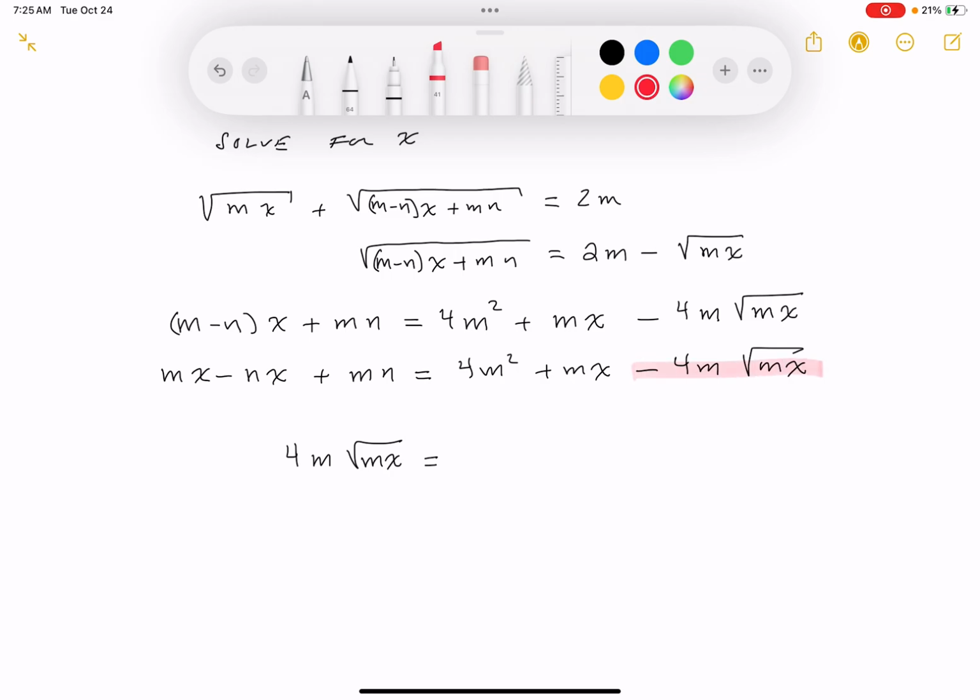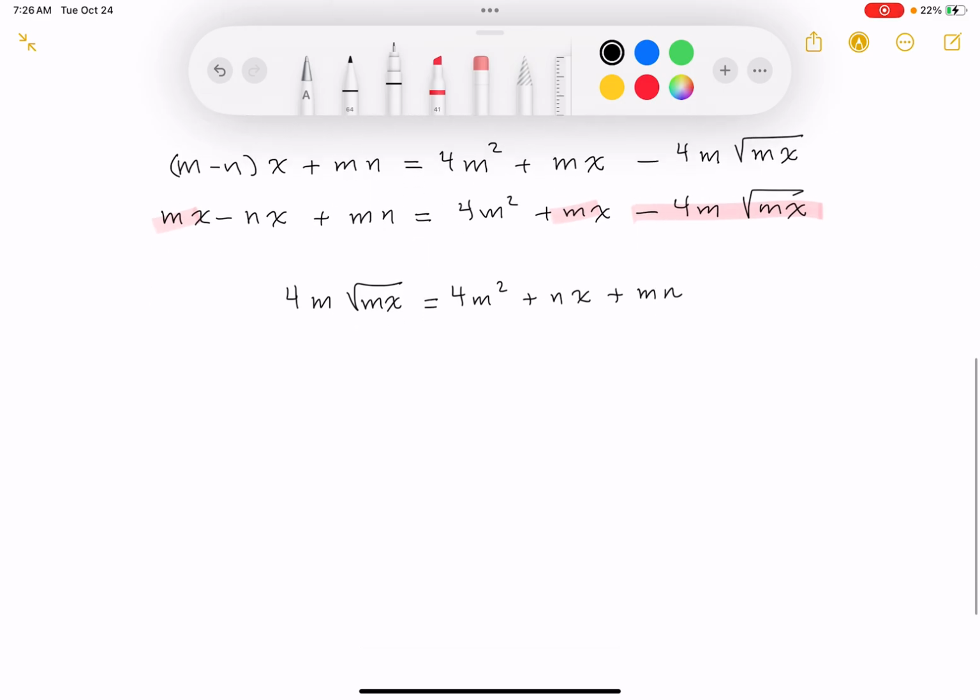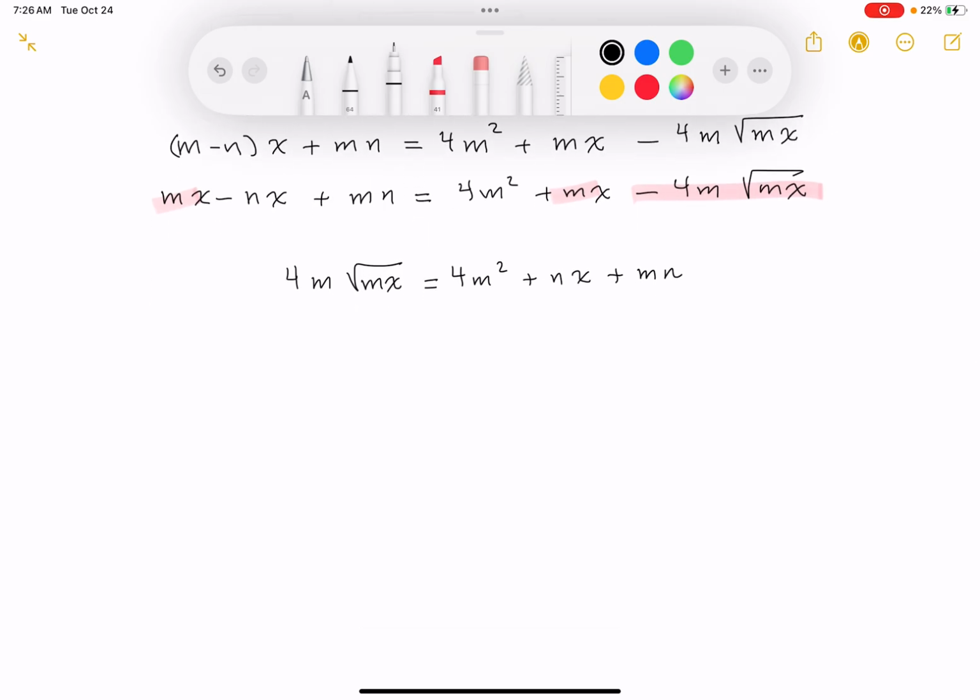Now I'm kind of looking at this thing over here, and I noticed right away that these things disappear. So let me write down what I'm left with. I'm left with 4m squared plus nx plus mn. All right, so let me just see if I did okay there. Yeah, I think so. So what I want to do is square both sides, and I'll write that down for you.